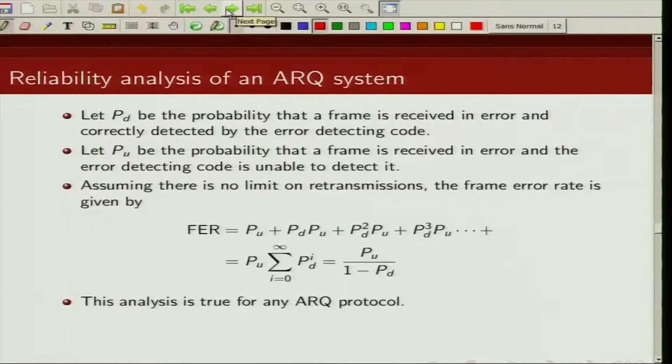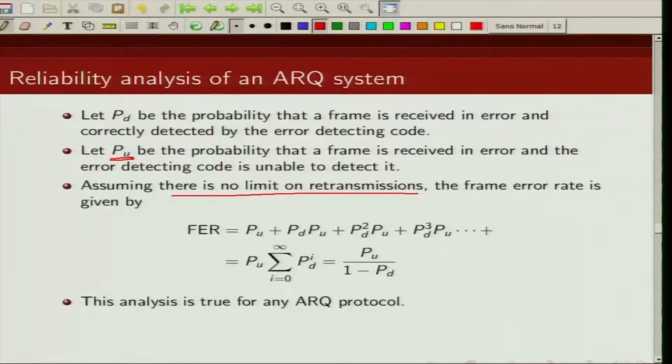Now we are trying to find out an expression for frame error rate for these ARQ protocols. So let's assume there is no limit on retransmission. Whenever we get a negative acknowledgement, we'll ask for retransmission. So when does a frame error occur? A frame error occurs if we accept a packet which is in error, but the error detecting code is not able to detect those errors, and that probability is given by PU.